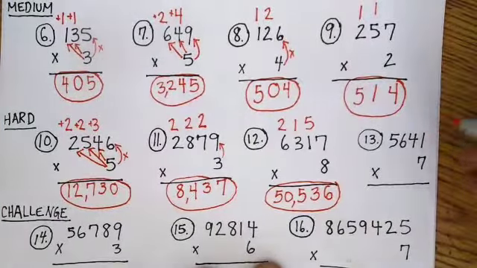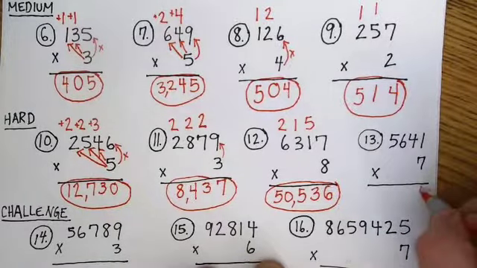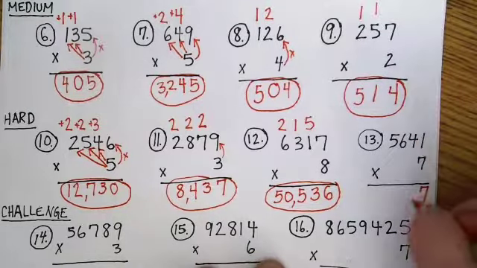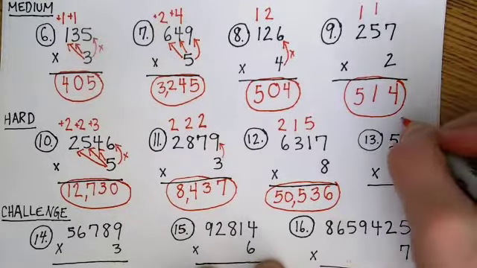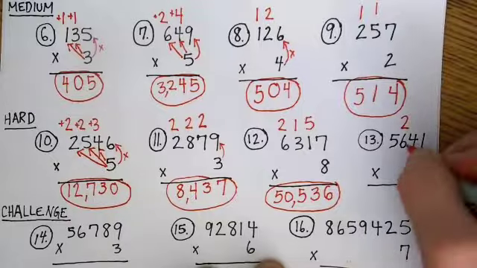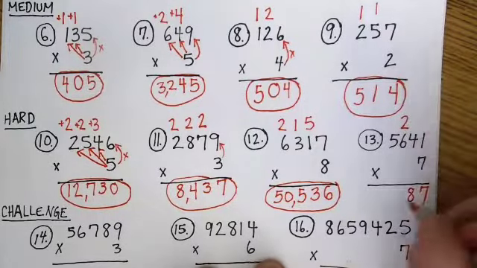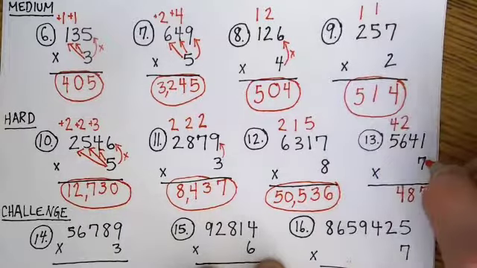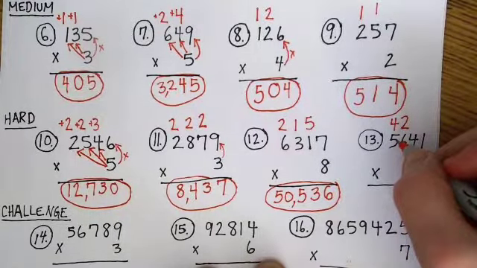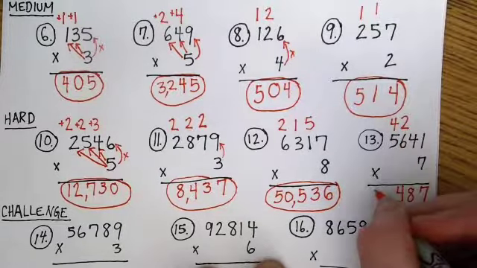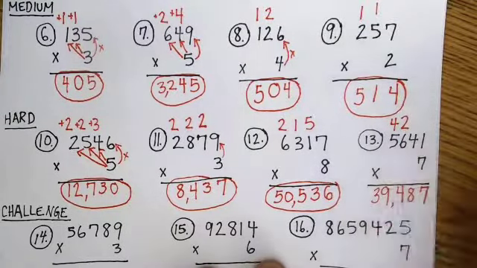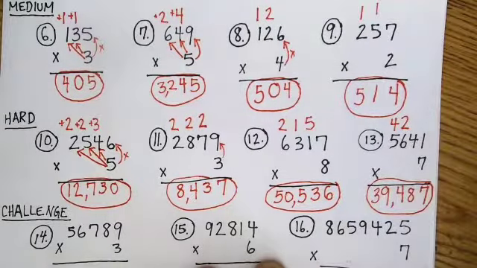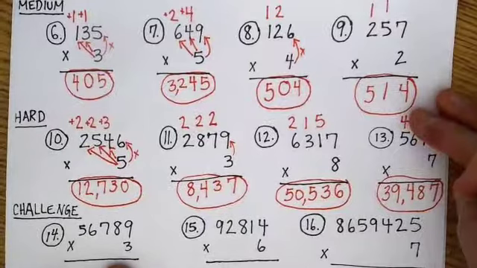Number 13. 7 times 1 is 7. Don't have to carry anything that time. 7 times 4 is 28. Put down the 8, carry the 2. 7 times 6 is 42. Plus 2 is 44. Put down the 4, carry the 4. 7 times 5 is 35. Plus 4 is 39. So the answer is 39,487.